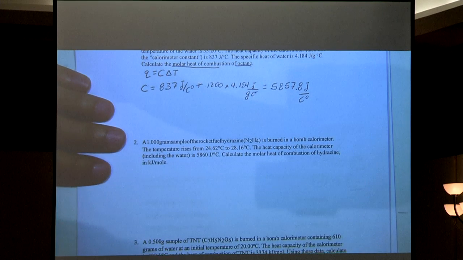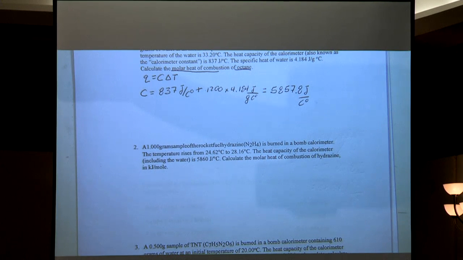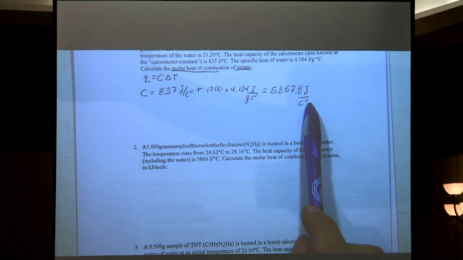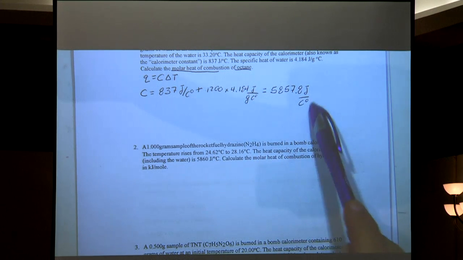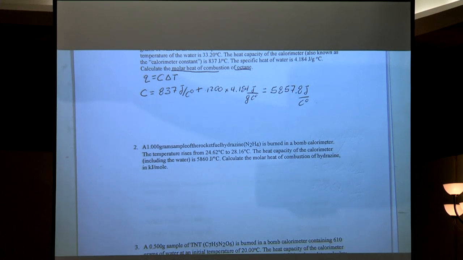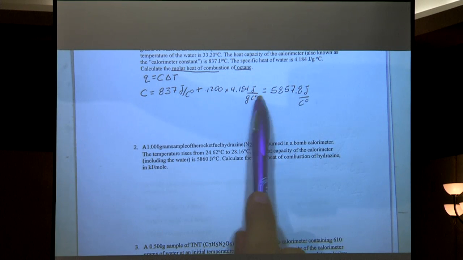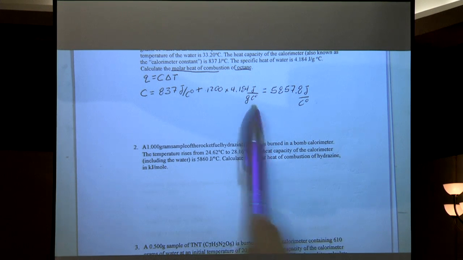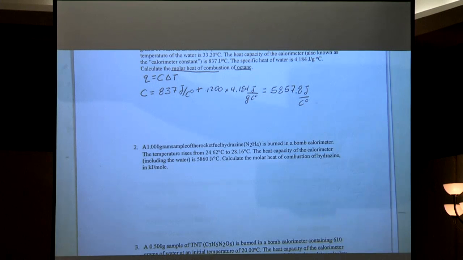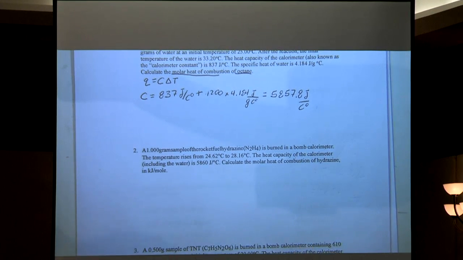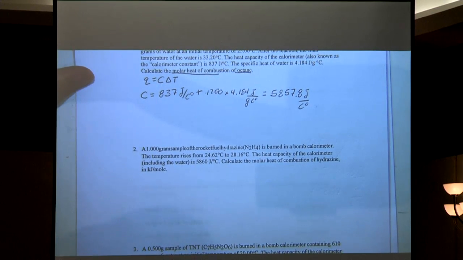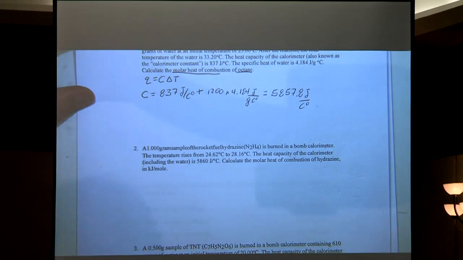Again, what's the difference between heat capacity and specific heat capacity? I heard it somewhere. Awesome. No mass. So this one's not mass dependent. This is the heat capacity for what we have here. You notice 4.184 is joules per gram times degree Celsius. This is just joules per degree Celsius. Okay? So now we're going to Q equals C delta T. So the molar heat of combustion.